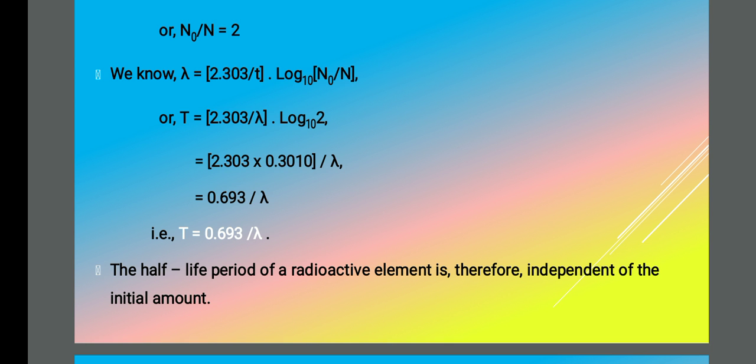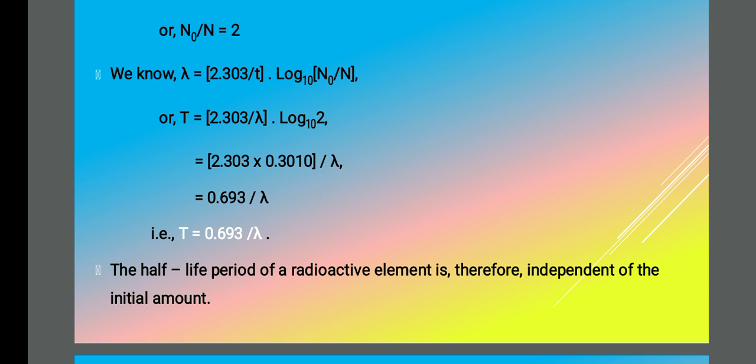So the final answer becomes 0.693 divided by lambda. I'll repeat. So half-life period will be equal to 0.693 divided by lambda. Is it clear? So I'll repeat the whole thing once again.